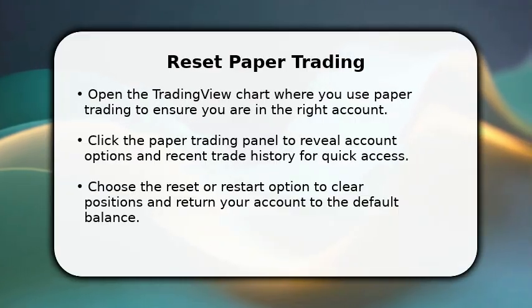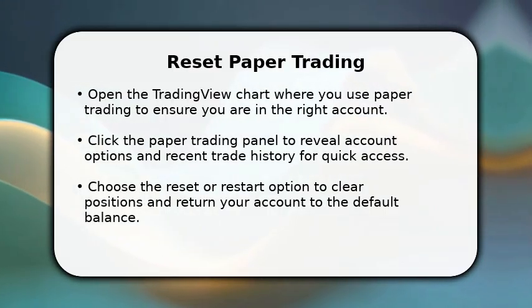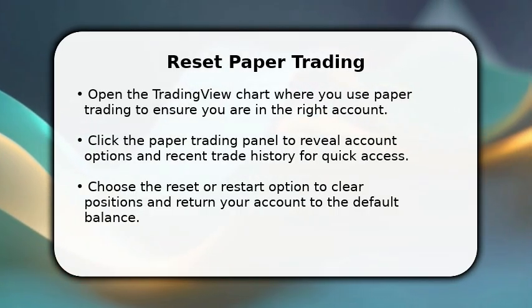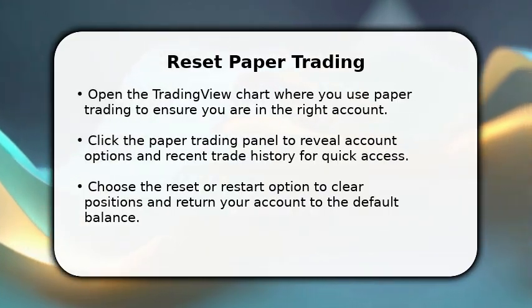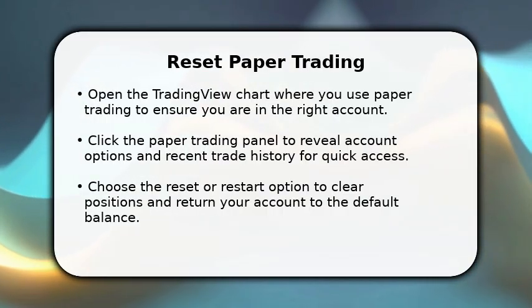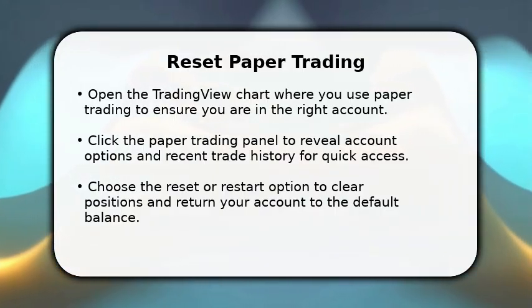In this video, I will show how to reset Tradingview paper trading. Go to the chart with paper trading enabled, open the paper trading panel, and locate account settings. Select Reset Account or Restart Paper Trading and confirm the action to clear open positions and orders. Use this when you want a fresh balance or to practice new strategies without old trades affecting results.